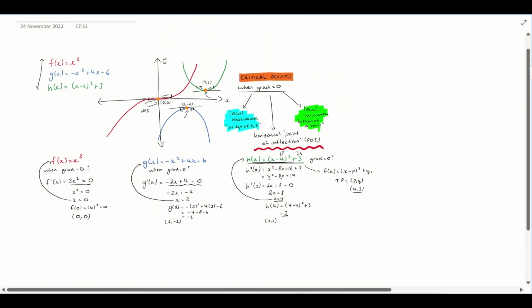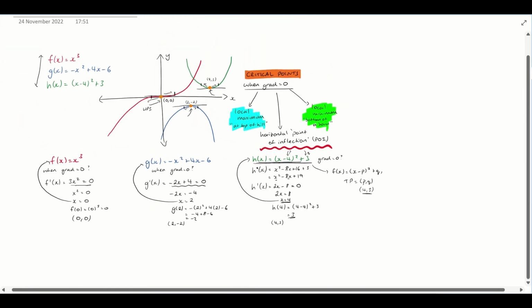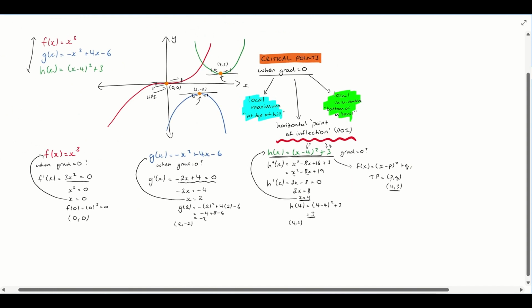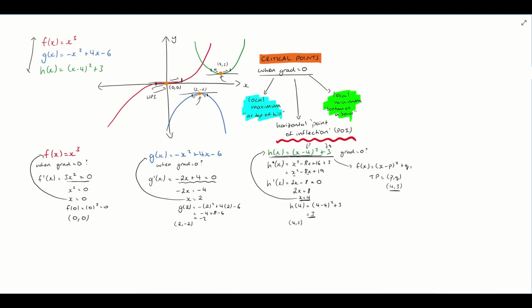Okay, so that's it for this short little video, just looking at what critical points are and how to use derivatives to find them. But now in the next video, what we're going to look at is, what if you don't have a graphical representation? So I don't draw you those graphs, and you find the critical point. So you might say that the critical point here is 0, 0, or here it's 2, minus 2, or here it's 4 comma 3. But you don't know what type of critical point it is. So that's what we'll do next time.